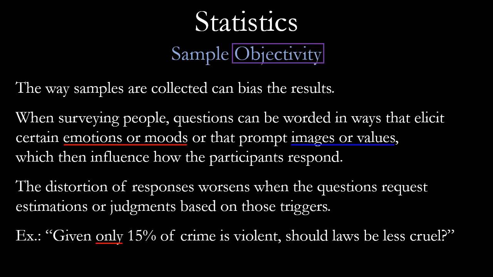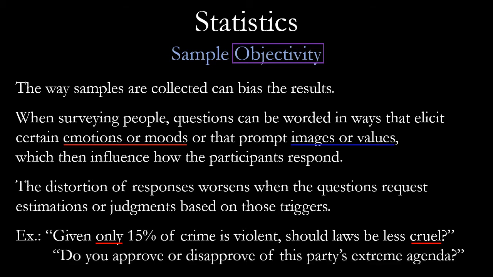So given only 15% of crime is violent, should laws be less cruel, right? So there, using the word cruel, I am already kind of planting, or I'm smuggling in the idea that already laws are at least somewhat cruel, and then asking whether they should be less cruel. So there are emotions or moods that are applied to this, and then the word only already leads somebody responding to this question to give a lower estimation of what that 15% means.